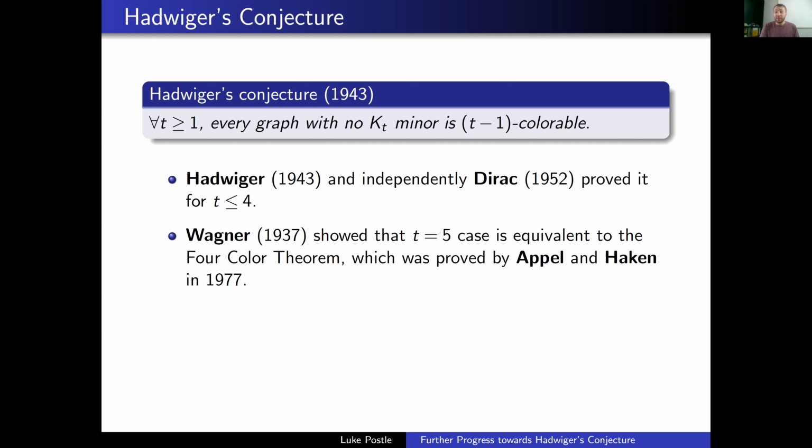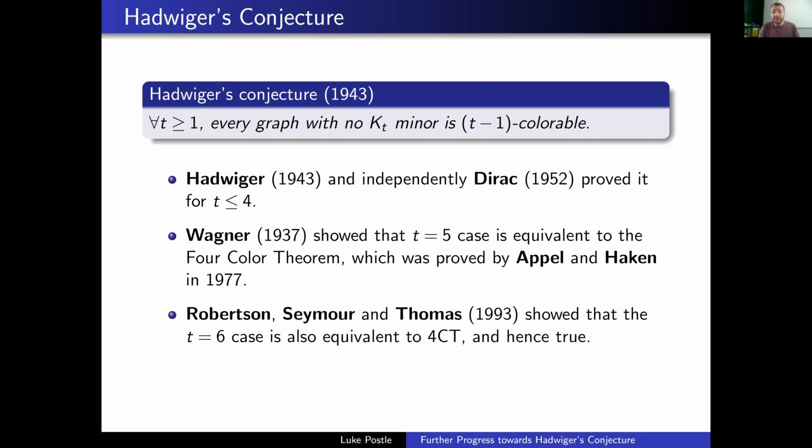So this already is a generalization of the 4-color theorem. I think that's why a lot of people like Hadwiger's conjecture: it's a vast generalization of the 4-color theorem, and the 4-color theorem is very hard and a central problem. And so this seems very hard.